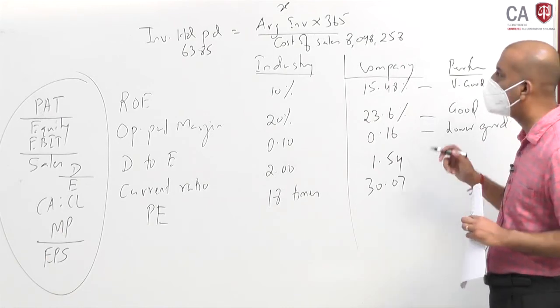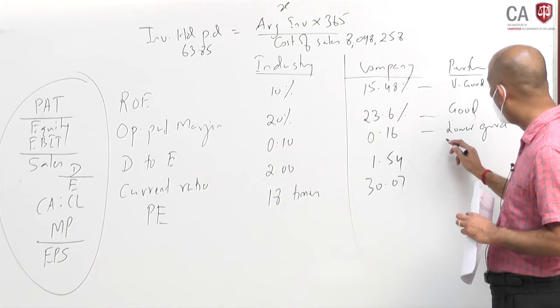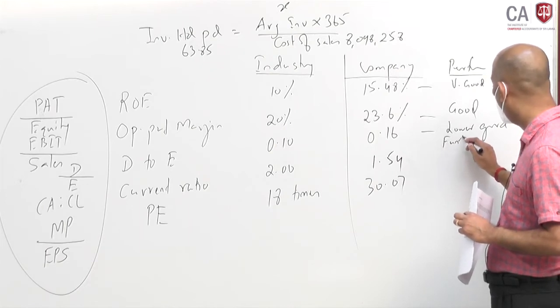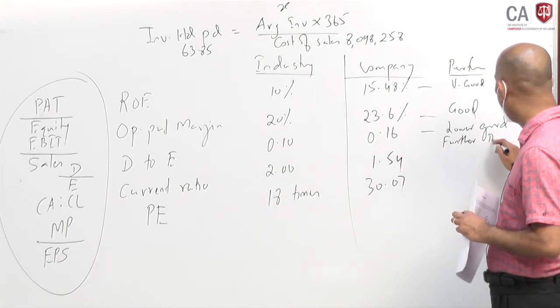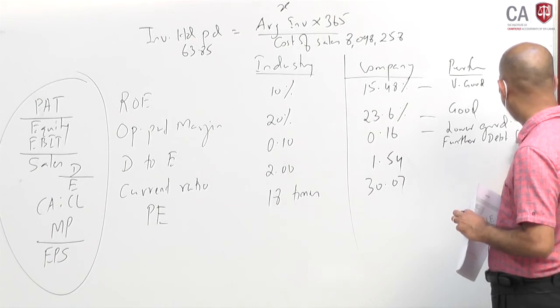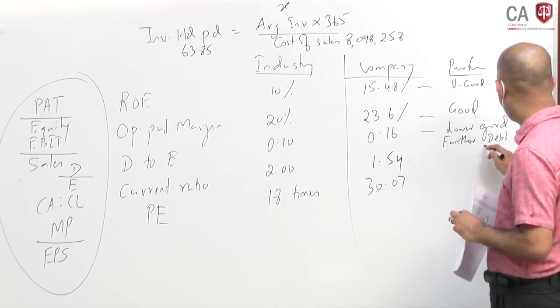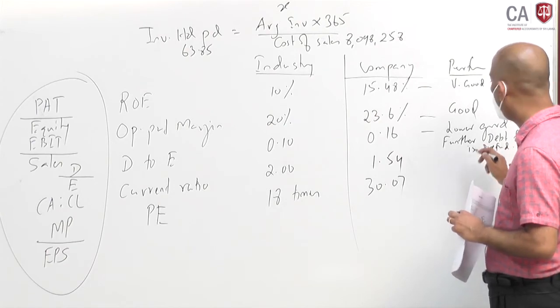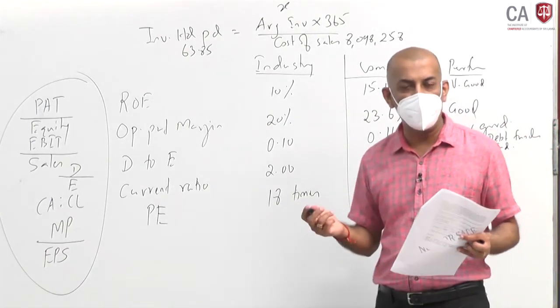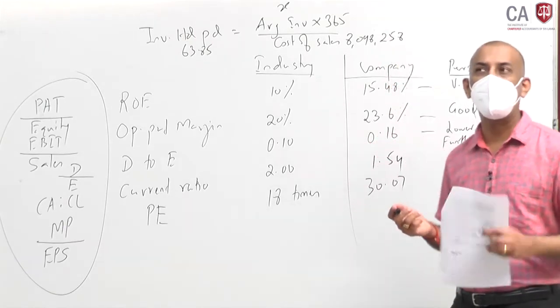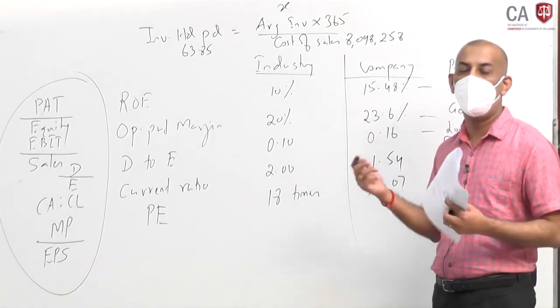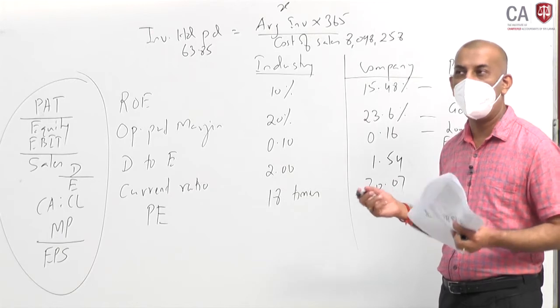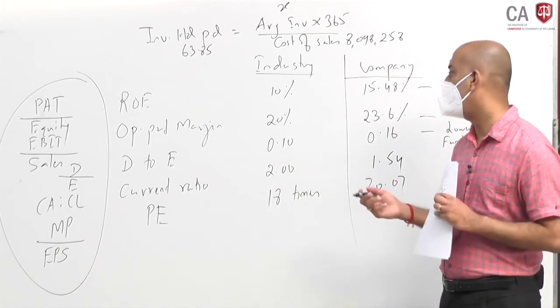So I would say this company can go for further funding. Further debt funding is preferred, because you are a profitable company, you are making money. So you can make more money if you fund from your debt capital. If you can fund from your debt capital, you can earn more.